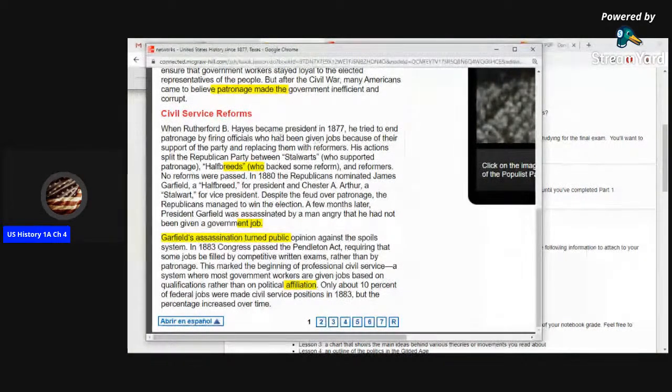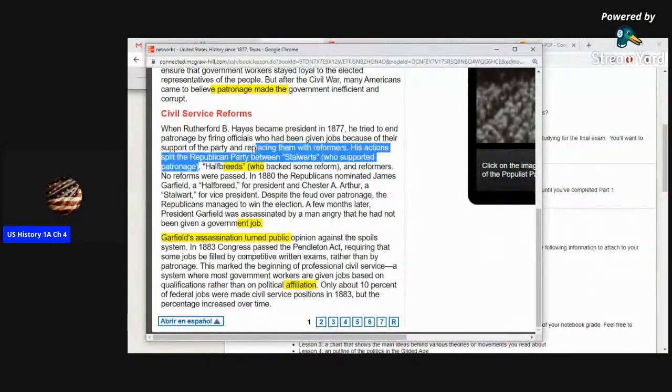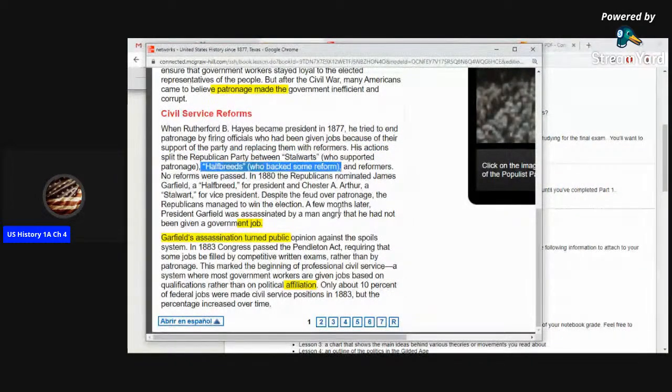And it begins here with Rutherford Hayes, who was president. He tried to end this idea of patronage by firing officials who had been given their jobs because of their support of the party, and he replaced them with a lot of reformers. And this split the Republican Party. There were those that supported patronage, which were the Stalwarts, and the Half-Breeds who backed reform. So if you want to put that in your notes, we have the Stalwarts and the Half-Breeds.